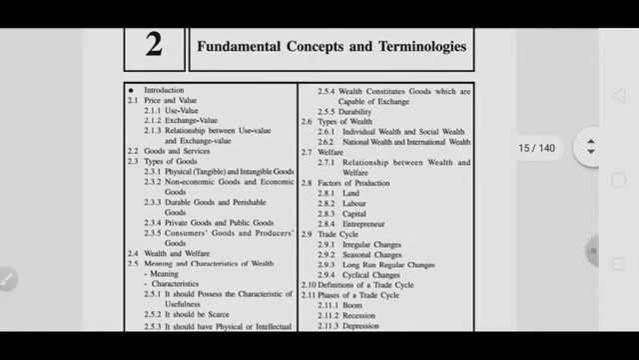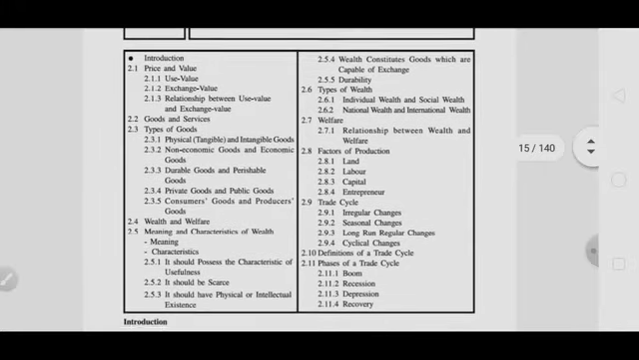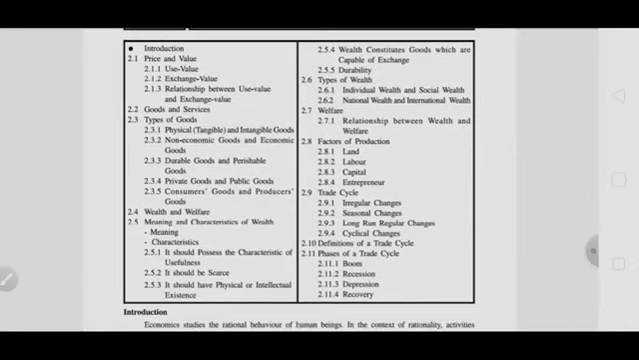Second chapter is about fundamental concepts and terminology. As we have already discussed, this is a different or separate science, so it has its own dictionary and its own vocabulary where jargon is used. So for a better understanding of economics, first of all we have to understand each and every concept, like price and value. There is a difference between these two. We will discuss it when we start this chapter.